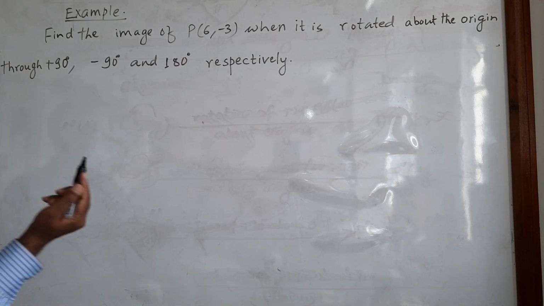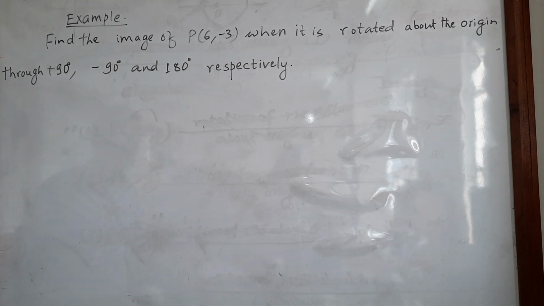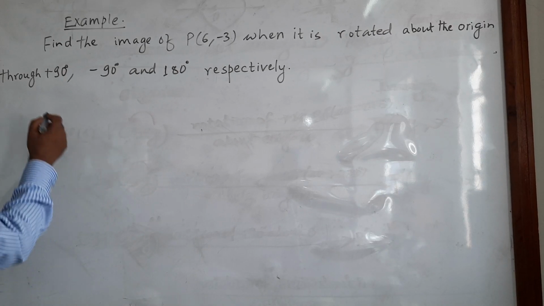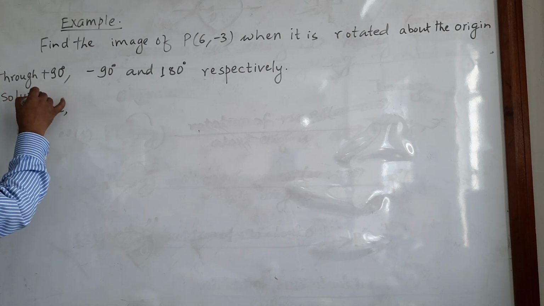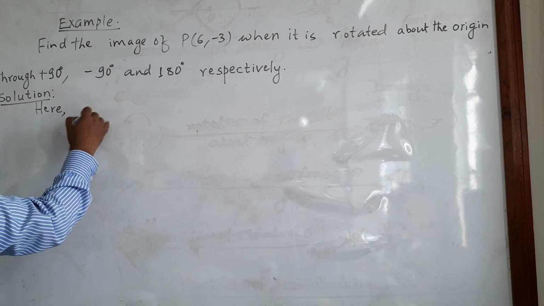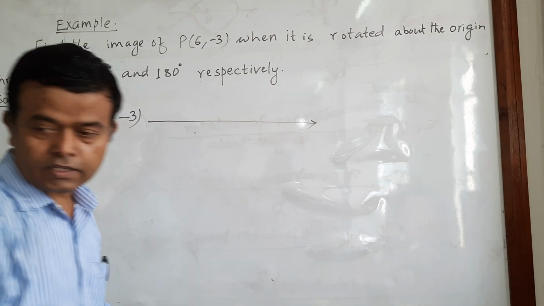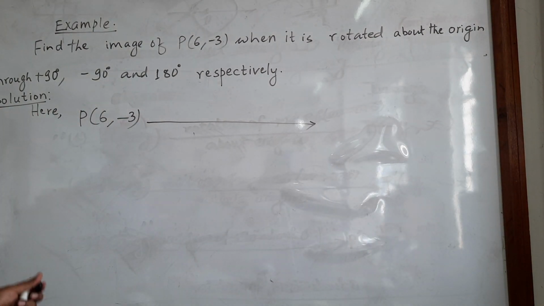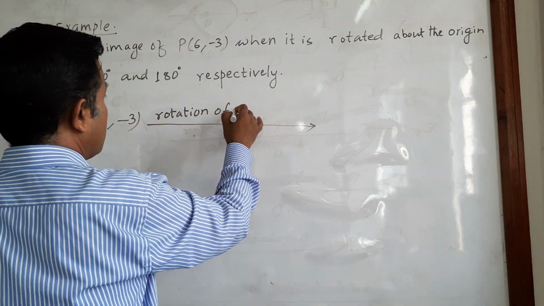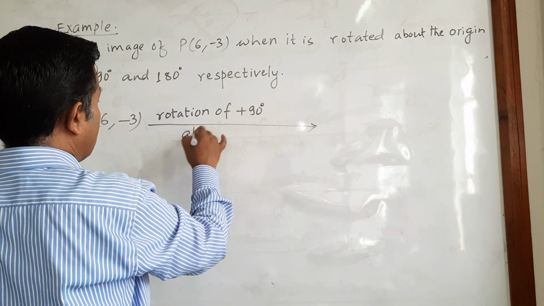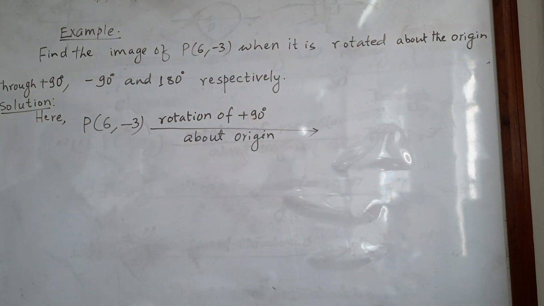So look at how to find out the image. I have already explained the formula for rotations about the origin O. Here the point is P(6, -3), and the rotation is a rotation of plus 90 degrees about the origin. So I have already given you the technique.